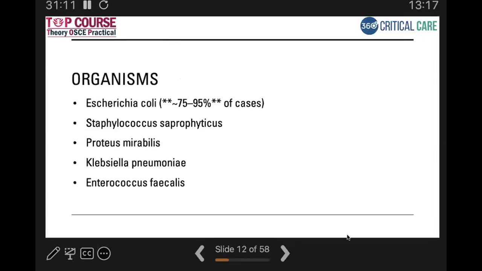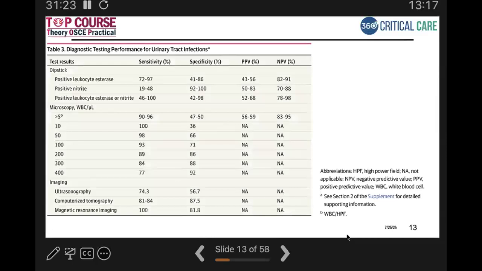What are the common organisms? As we all know, E. coli is the most common organism. Staphylococcus, Proteus, Klebsiella, Enterococcus are some of the other organisms which could be seen with respect to uncomplicated UTI.